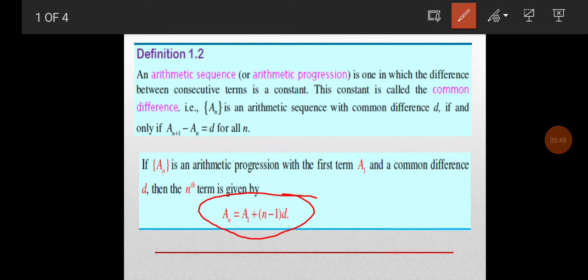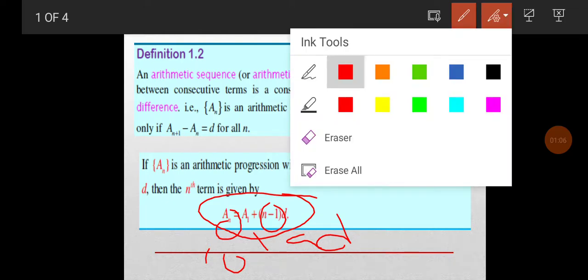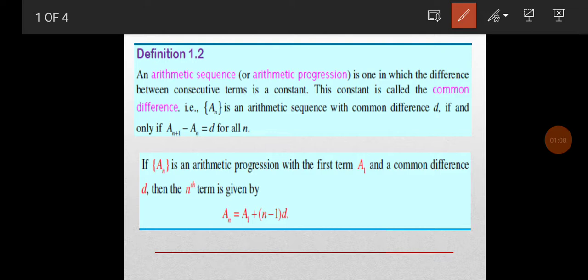For example, if n is the 10th term, what to do? The first term plus 9 times d, because n minus 1 means if the nth term is found, we take n minus 1 as the multiplier of d, for all a1 plus. So this is the general formula for the nth term.